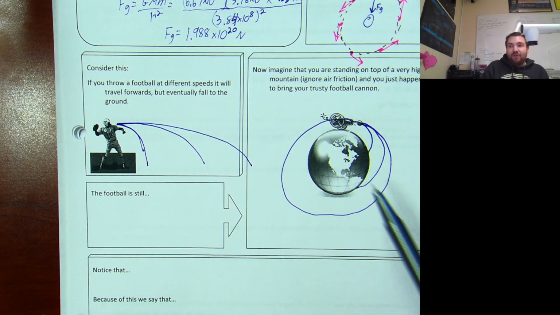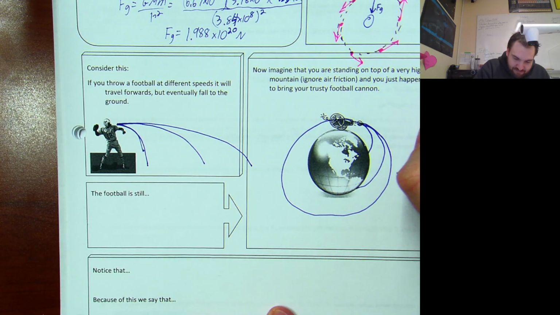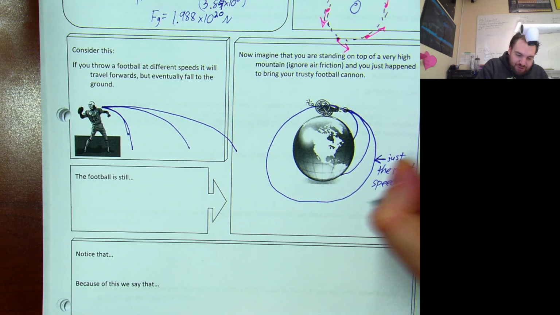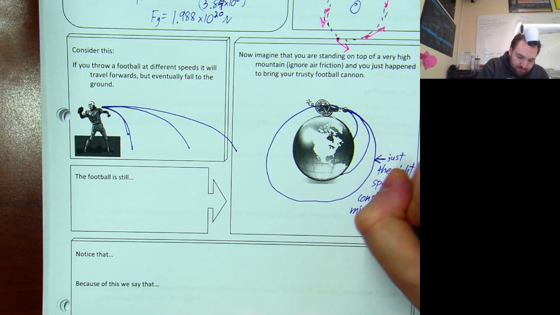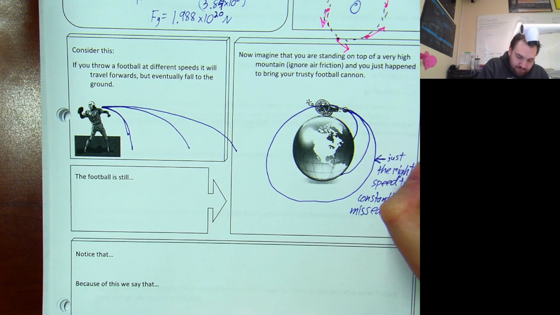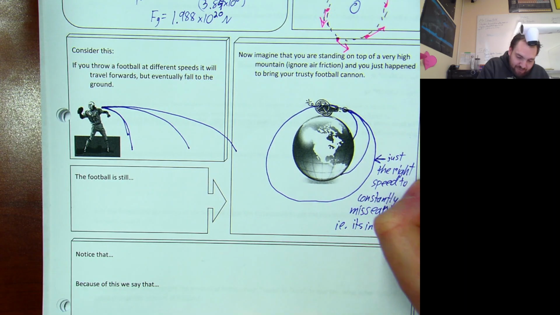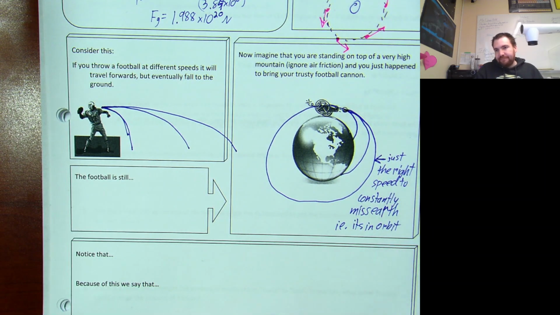So this is an orbit. This is how this happens. This guy right here has just the right speed to constantly miss Earth, i.e., it's in orbit. It's trying to fall. It's just failing miserably.